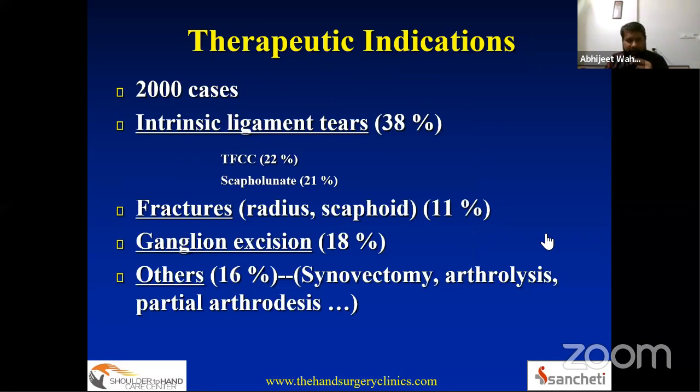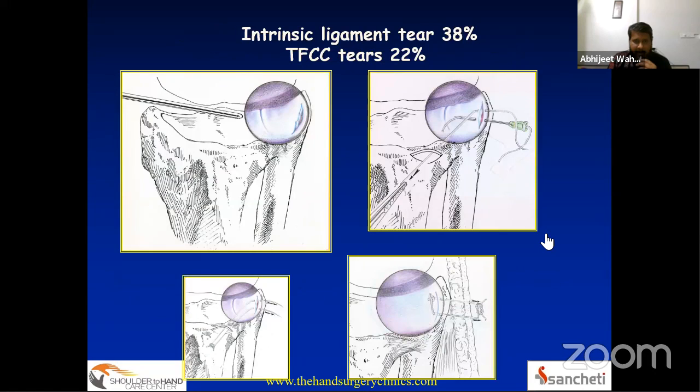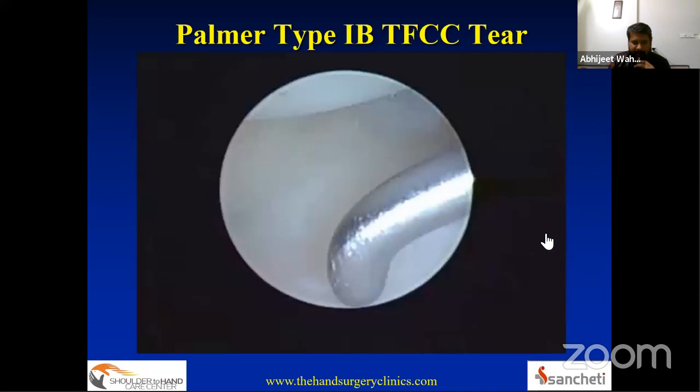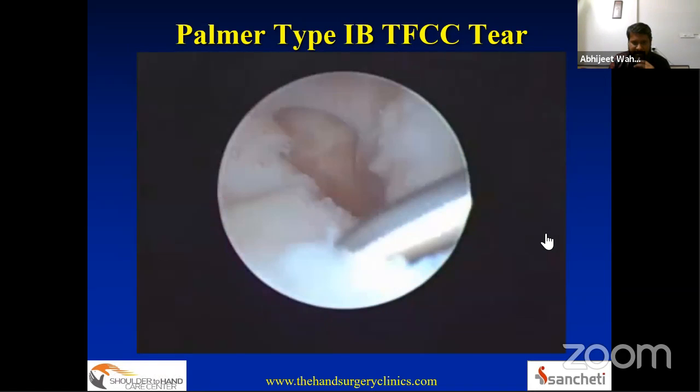Let's come to the therapeutic indications, which include TFCC injuries, distal radius fractures, scaphoid fractures, ganglion excision, and other procedures. And the list is ever expanding. Intrinsic ligament repairs and tears form about 38% of all wrist arthroscopy indications. And this is a video which shows you how a TFCC tear would look like. This is a peripheral tear. My hook probe is lifting up the tear.